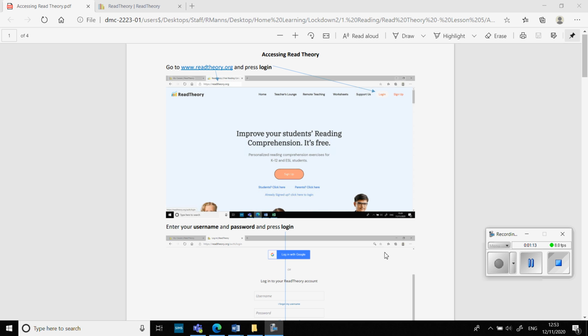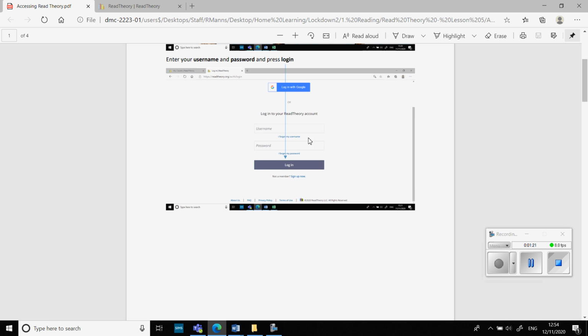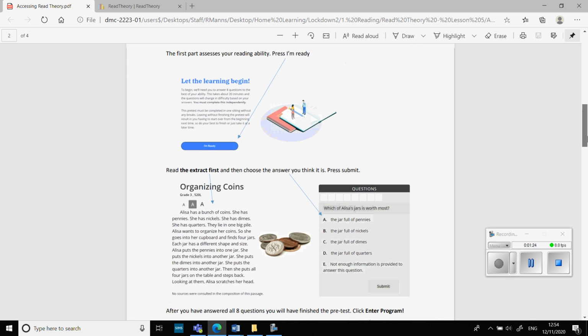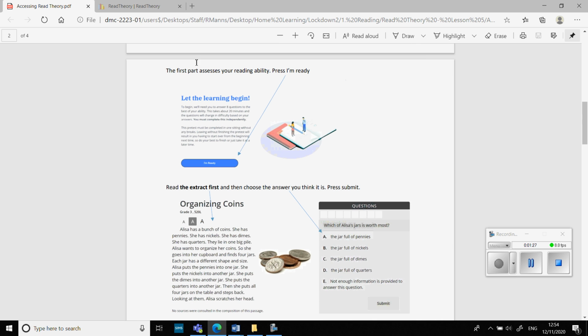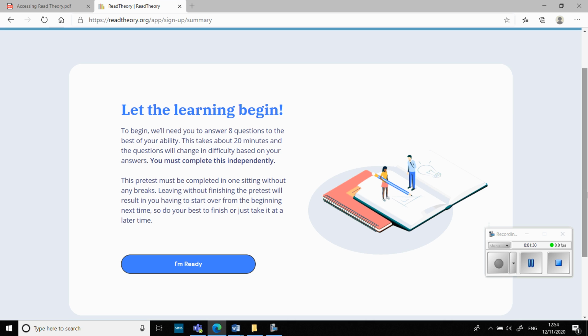So in terms of accessing it, you need to go to readtheory.org or type in Read Theory on Google and the website will come up. Press login, then put in your username and password and press login, and you'll come to the first screen that assesses your reading ability. I've got one here on a test account. It's 8 questions, takes about 20 minutes, and it just figures out your starting point. If you get lots of questions right here, you'll start on higher level quizzes, and if you find bits of it difficult, it'll put you on a slightly easier quiz. It doesn't really matter where your starting point is, but it's a good way of figuring out where your reading's at to start off with.